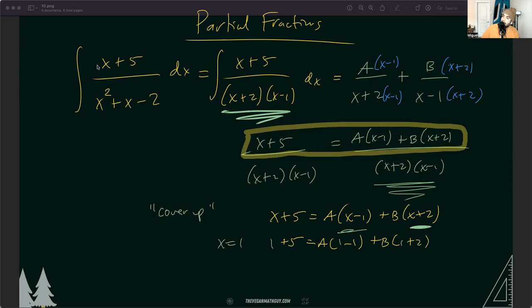You notice what happens to that a value? In the parentheses, we get 1 minus 1, which is 0, so that cancels out. There you go. So that cancels out. And that's really nice because now we have 6 on the left side, and then we have b times 3, which tells us that b is equal to 2.